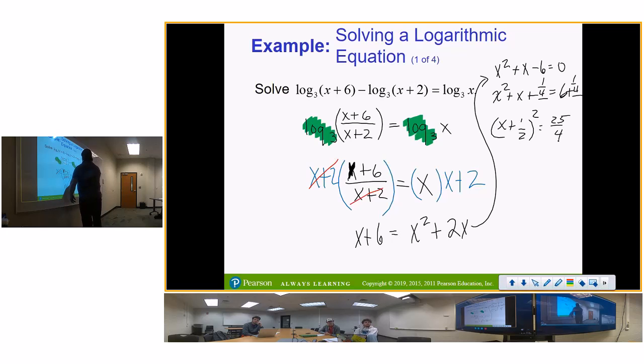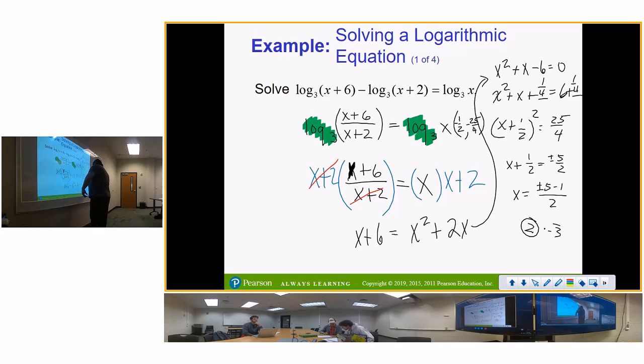There's your vertex of negative 1/2, negative 25/4. And we've got a square root, so that's going to be x plus 1/2 is equal to positive or negative 5/2. x is equal to positive or negative 5 minus 1 over 2. 5 minus 1 is 4, divided by 2 is 2. And negative 5 minus 1 is negative 6, divided by 2 is negative 3.